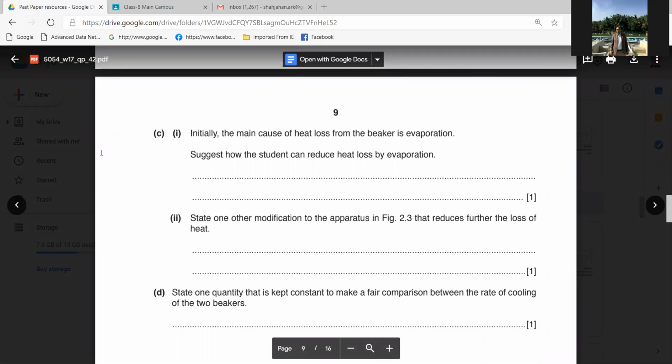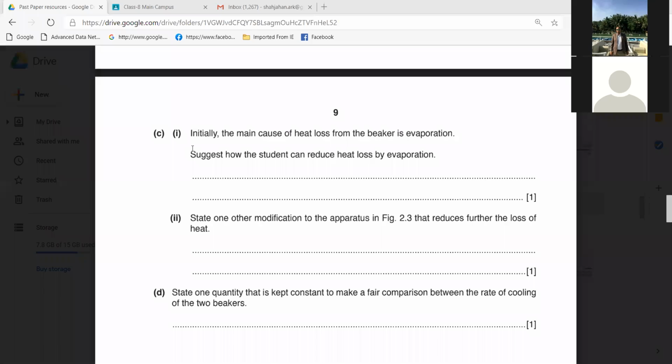Who will do it? Today we got Afnan, right? Afnan, you read this part. Initially, the main cause of heat loss from the beaker is evaporation. Suggest how the student can reduce heat loss by evaporation.